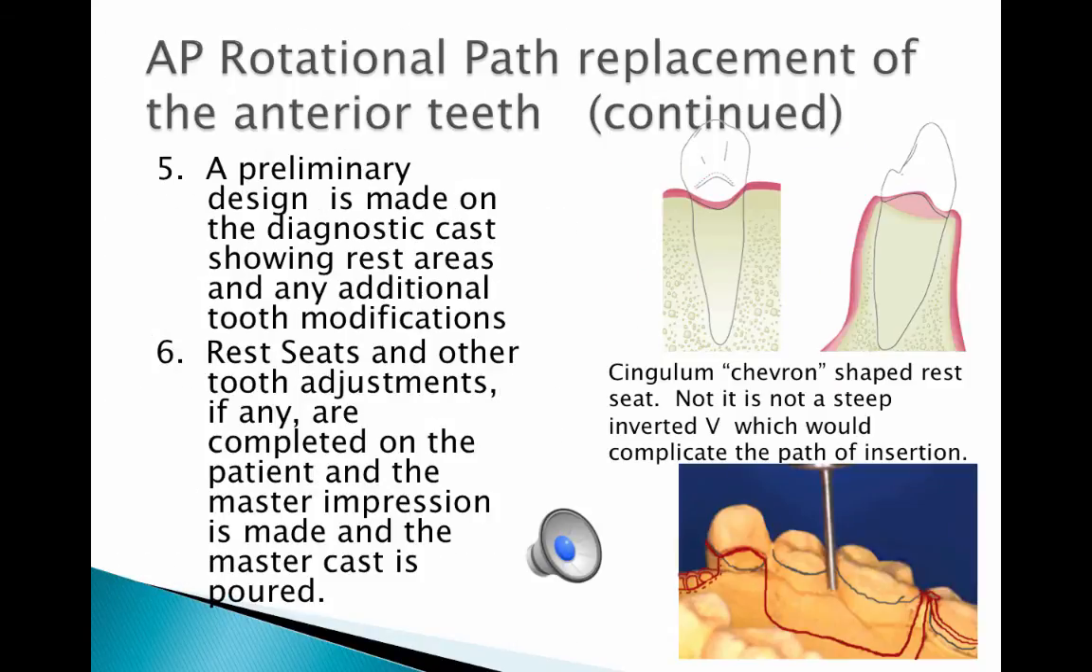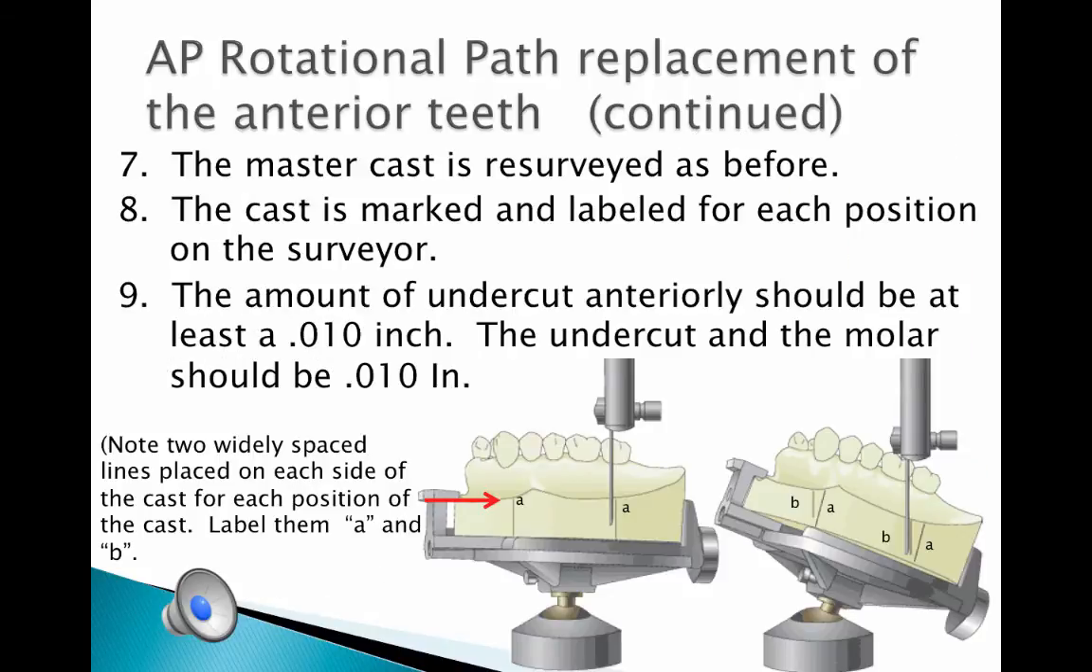A preliminary design is made on the diagnostic cast, showing rest areas and any additional tooth modifications. Rest seats and other tooth adjustments, if any, are completed on the patient and the master impression is made and the master cast is poured. The master cast is then resurveyed as before.